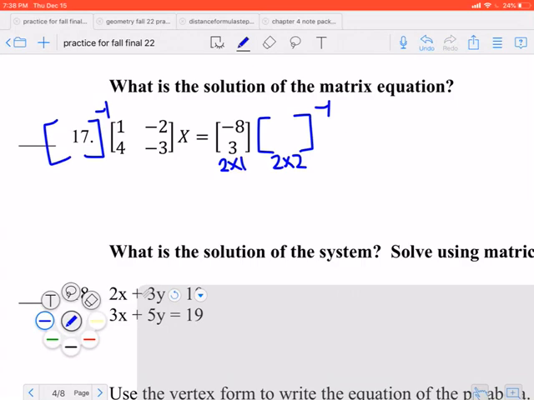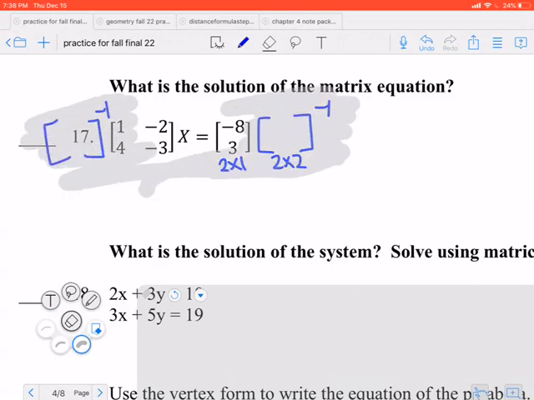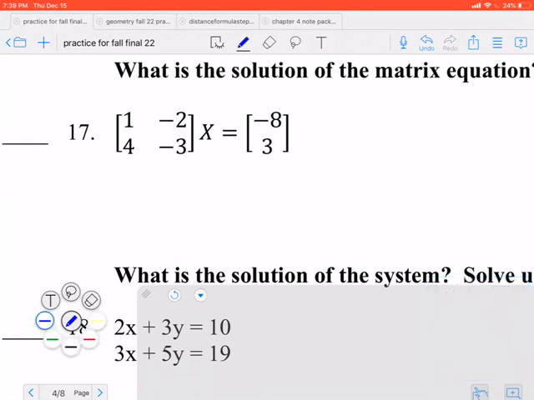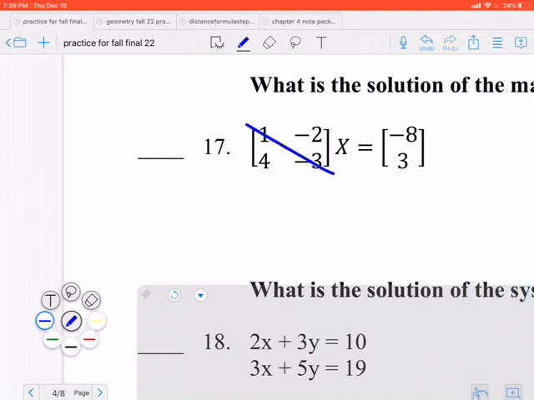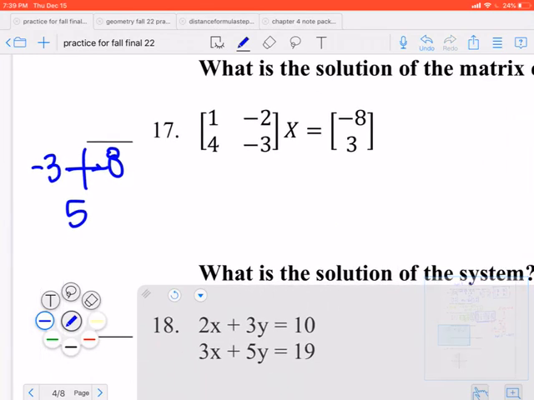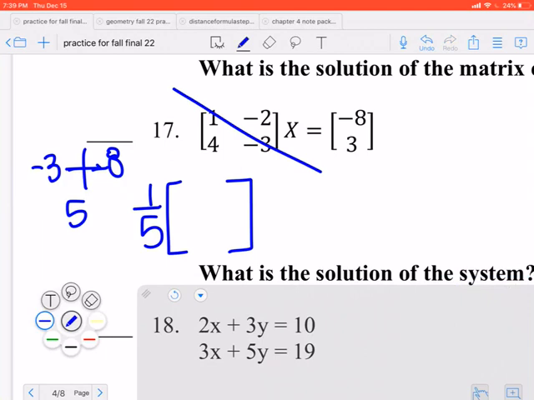So again, you could do this in your calculator, or you could do it longhand. I don't have a calculator right here, so I'm going to do this longhand. I need to find the inverse of that guy. The determinant: 1 times negative 3 is negative 3, minus 4 times negative 2 is negative 8. Negative 3 plus 8 is 5. That's the denominator. Now we have to do the swapping and the switching. Those guys trade places.